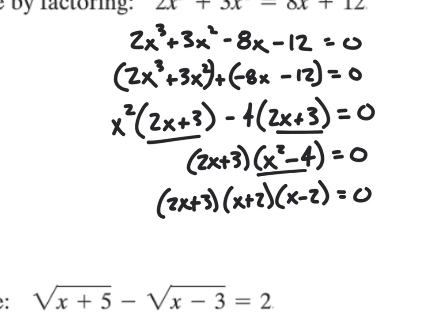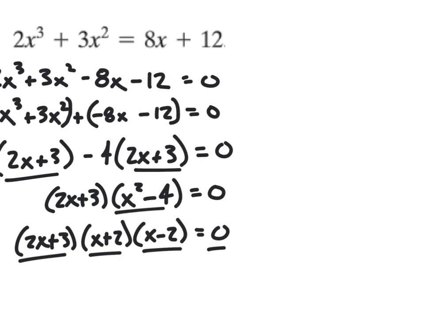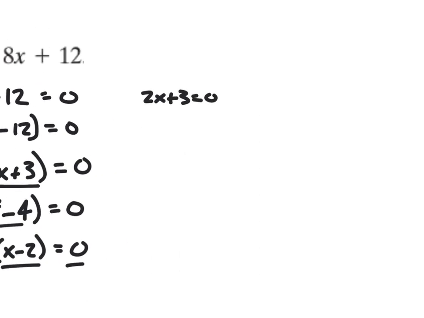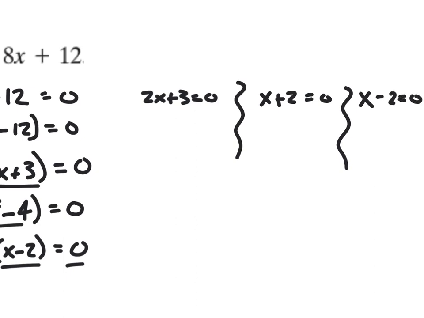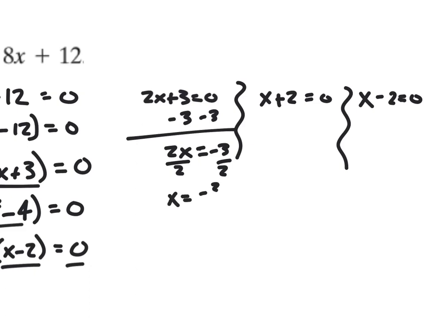So now what I'm going to do is set each of these factors equal to 0 and solve. Here's what I've got: 2x plus 3 equals 0, x plus 2 equals 0, and x minus 2 equals 0. For 2x plus 3, I'm going to subtract 3 from both sides and get 2x is equal to negative 3. Divide by 2, and I get that x is equal to negative 3 halves. And that's my answer there.